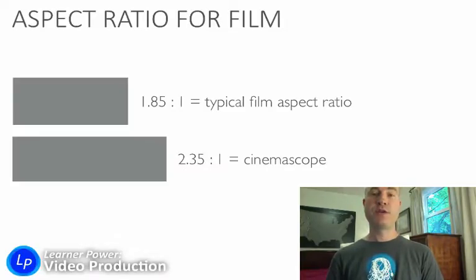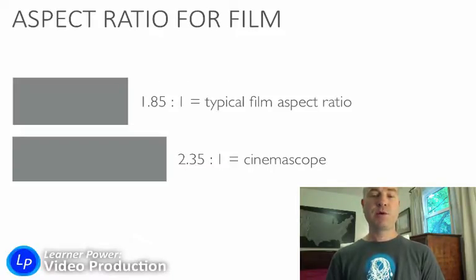Google film aspect ratios and you'll get some really interesting websites that you can read. But remember, it is the ratio of width to height. So the top rectangle you see on your screen there is 1.85 inches wide for every 1 inch tall. So 1.85 to 1 is the aspect ratio, 1.85 inches wide for every 1 inch tall.